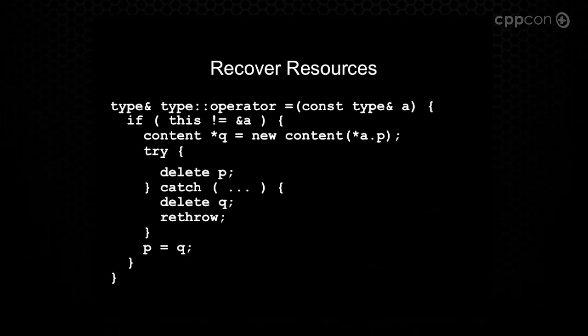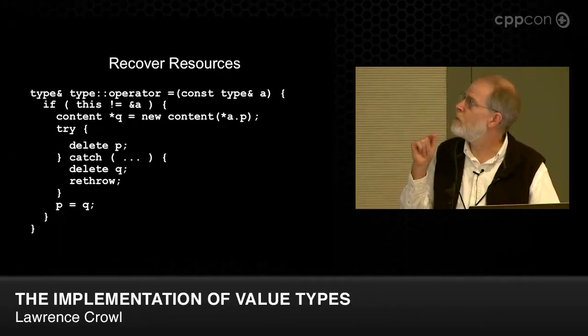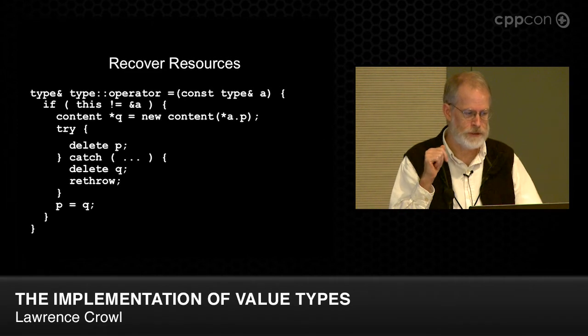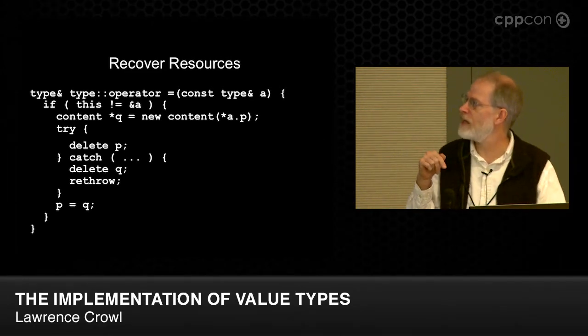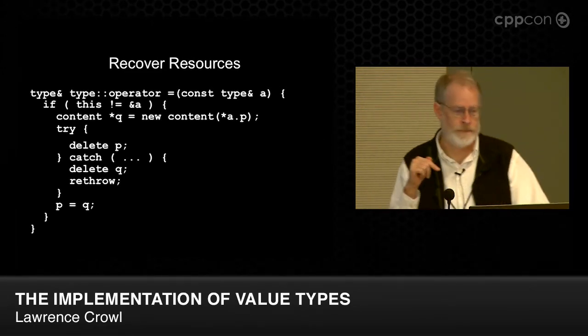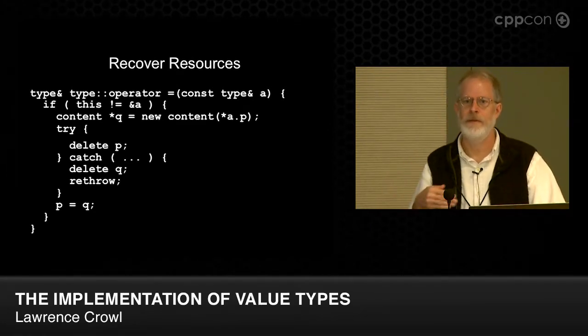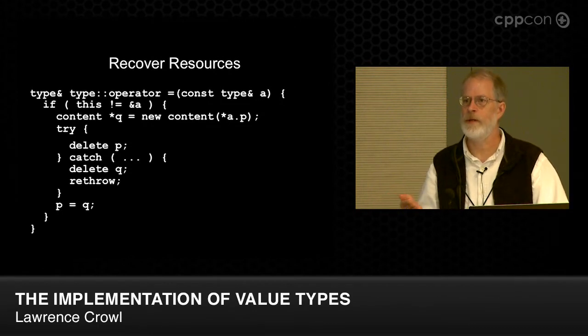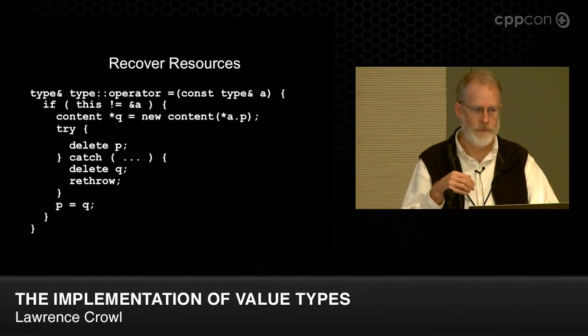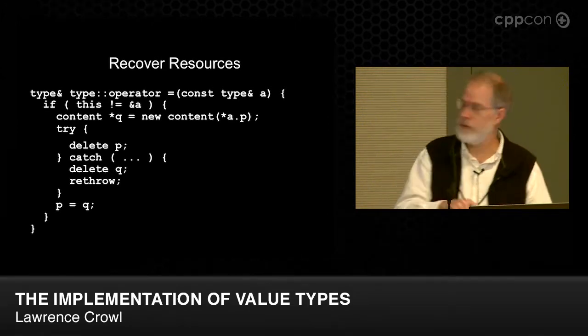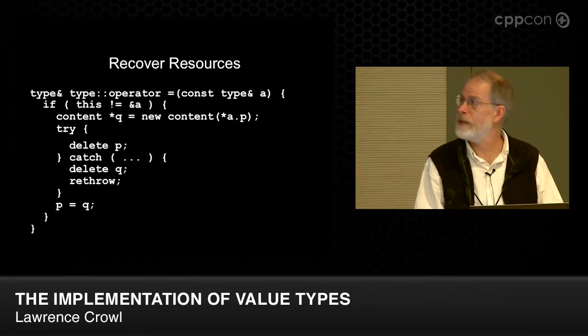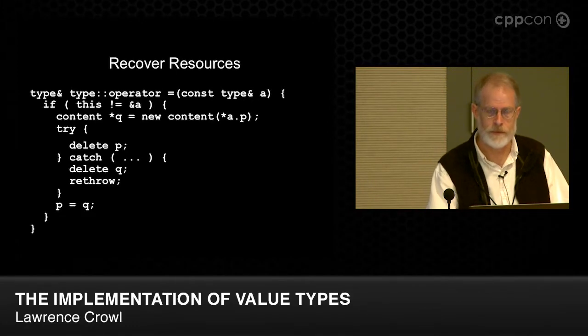But that code had a bug. And the bug was that if the delete of P fails, then we leaked resources. So if the delete of P fails, now we have to go back and delete Q. There are lots of tools in the standard that help you out. I suggest you use them, scoped pointers, things like that. But if you get down into the weeds, you want to make sure you follow along and take care of all of these details.